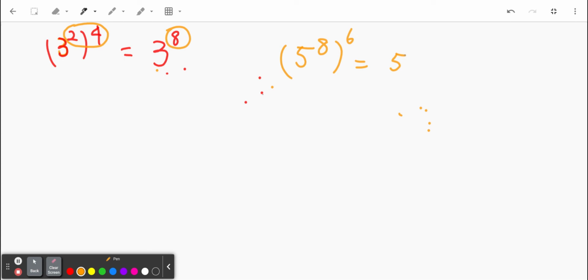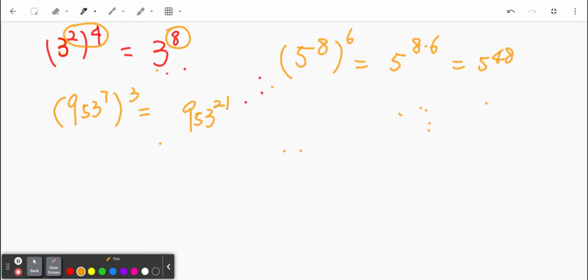Remember those two exponents, what do you do? You add, subtract, multiply, divide, what do you do? Very good, you multiply. So it's 8 times 6, right? So that's how you get 48. Very good. Layden. 3 to the power 7 and then 3. Its answer is? Very good. To the power 21, because you multiply 3 and 7, right? Very good. Number 5. We already have that.